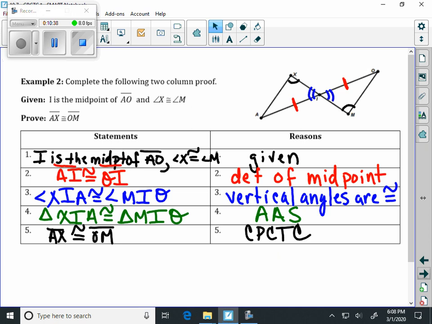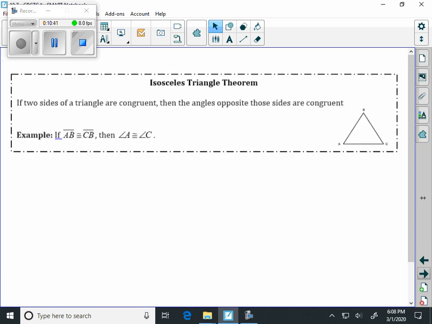Flipping our paper over, we have the isosceles triangle theorem. And it says if two sides of a triangle are congruent, then the angles opposite those sides are congruent. We actually have used this before earlier in the school year. But just to point out what it was, we said that if AB is congruent to CB, so this length is congruent to this length, then what we could also say is that angle A is congruent to angle C.